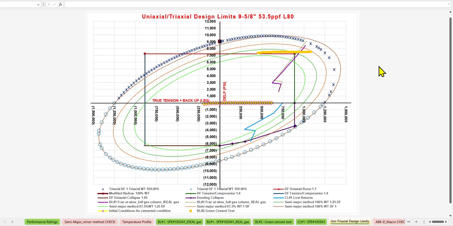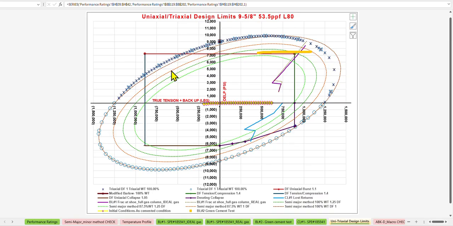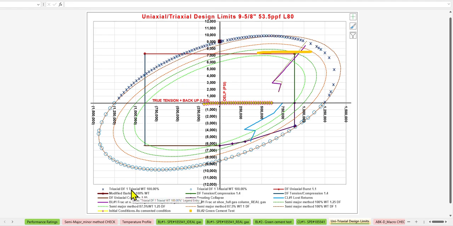So let's look at the curves now. So this one is basically the triaxial burst, which takes the numbers from performance rating. At the moment, as you could see, it is at one design factor, 100% triaxial wall thickness. So on the last video, I talked about this.